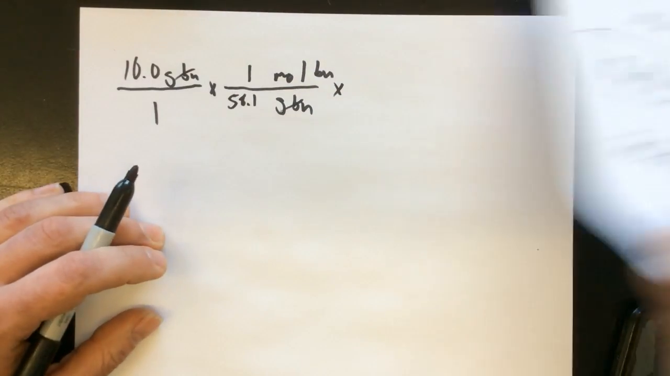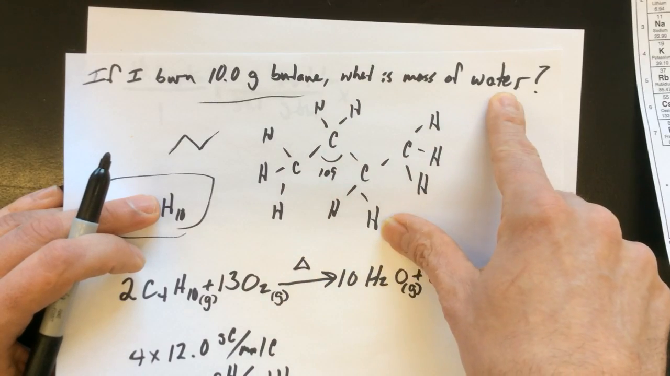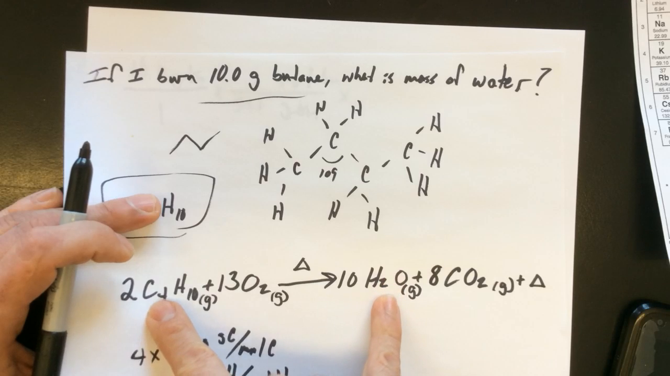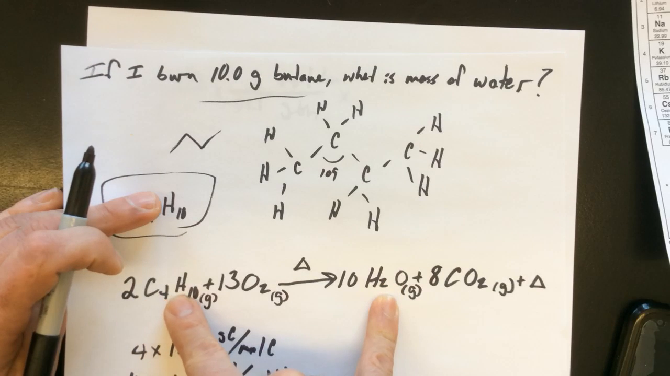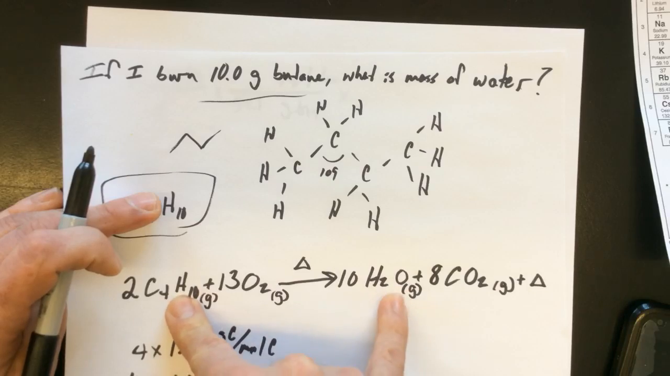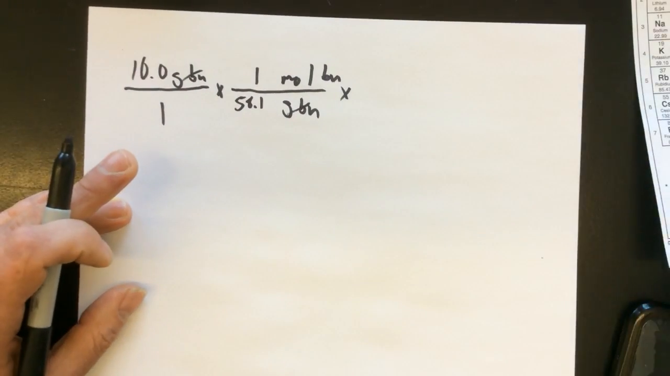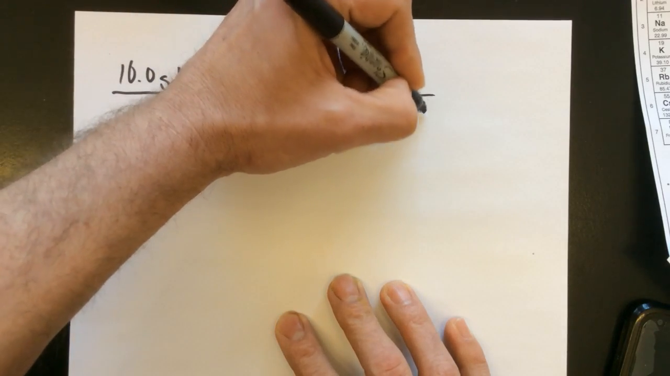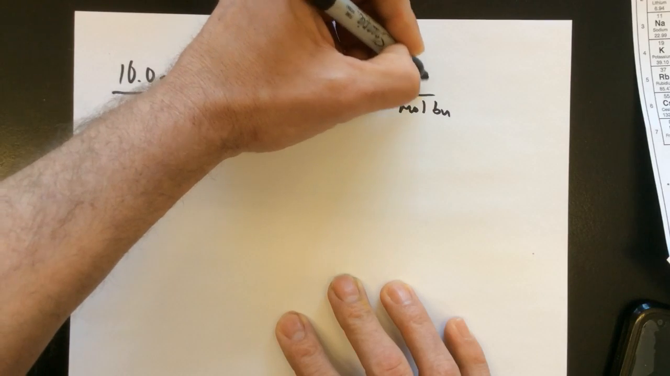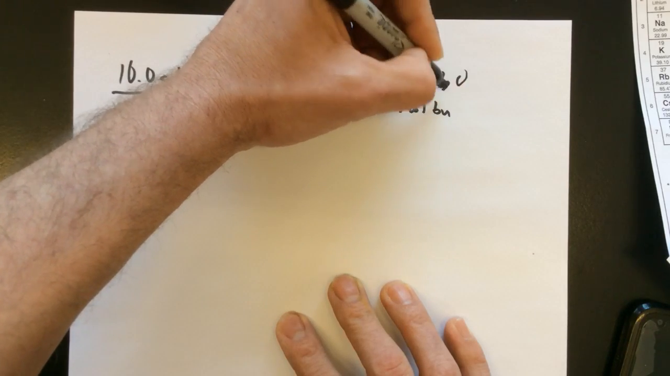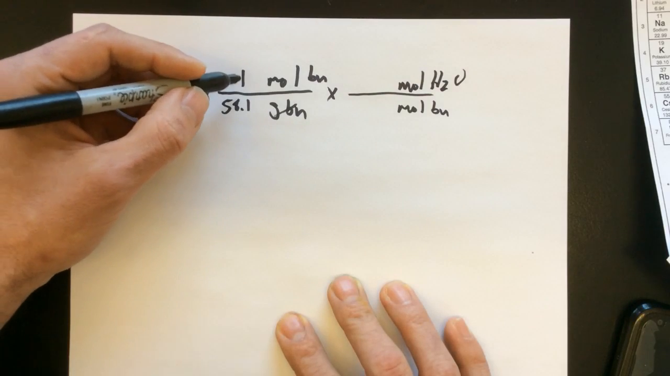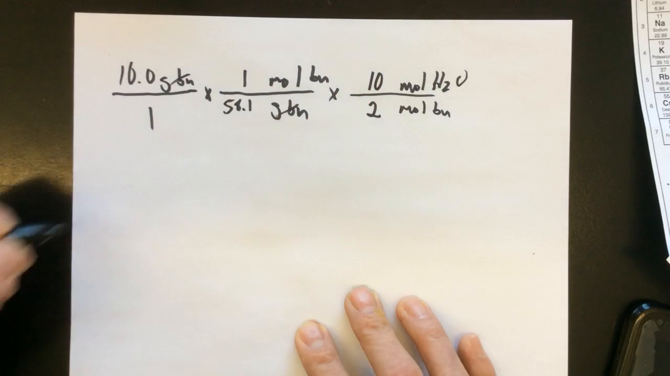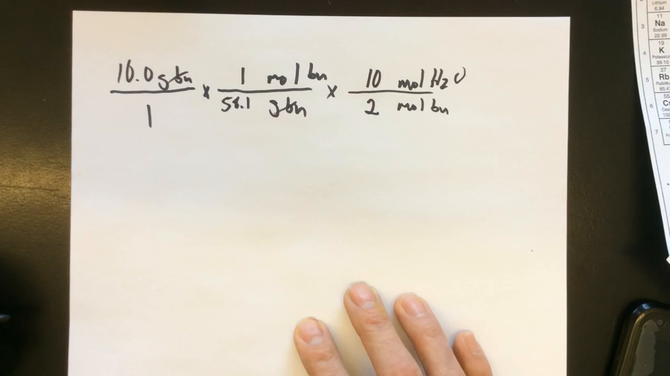The question asks for, what is the mass of water? So I need to get rid of butane and get water back. That's what the balanced chemical reaction does. For every 2 moles of butane burned, I'm going to get 10 moles of water. So I need to get rid, again, just reflex. Moles of butane are going on the bottom. It's asking for moles of water. And again, the ratio is 2 moles of butane produce 10 moles of water.